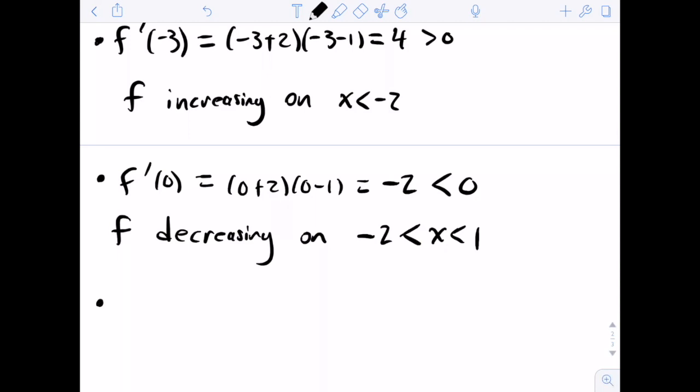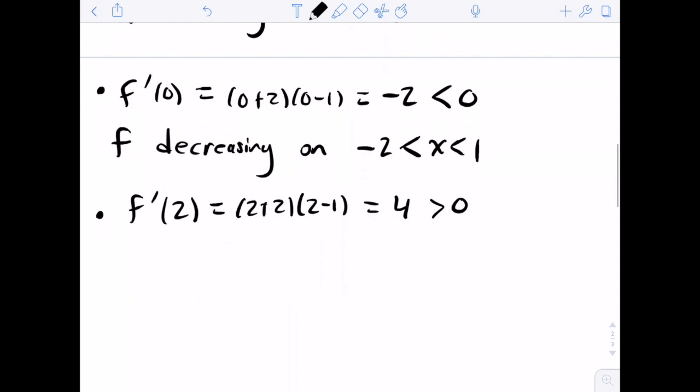And then finally, we'll plug in the last test number, 2. That's 2 plus 2 times 2 minus 1, which is just 4, which is greater than 0, right? It's positive. So therefore, the original function f is increasing on the interval x greater than 1.